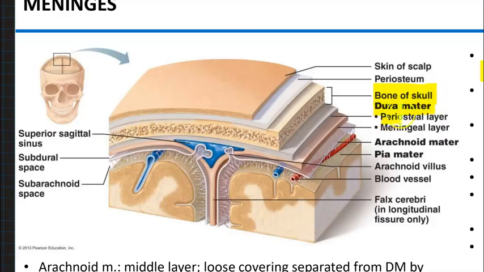The layer that sticks to the bone is called periosteal. The layer that clings towards the brain is meningeal. On this image, you can see the periosteal layer and meningeal layer. Sometimes the periosteal and meningeal layers separate. When they separate, the space between them is occupied by a blood vessel called a sinus.